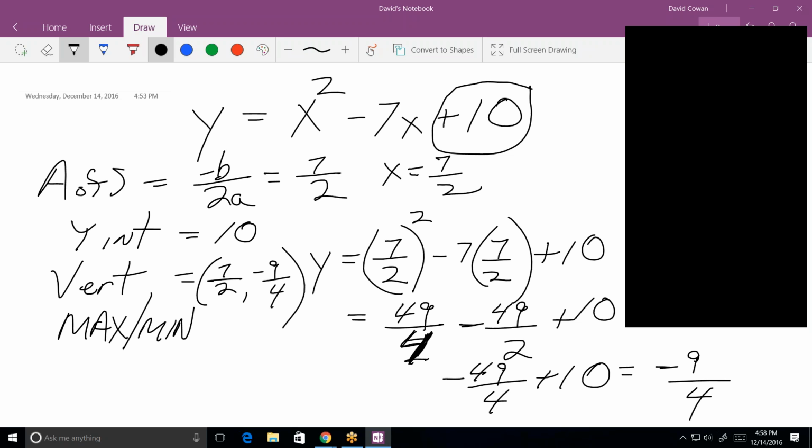How do I know if that's a maximum or a minimum? Picture the parabola. Okay. Does it open up or down? It opens up. So is it a maximum or a minimum? Minimum? Yes. If the parabola opens up, the vertex is always the minimum point on that entire graph. If the parabola opens down, then that vertex is a maximum. Okay. That's how you tell whether it's a maximum or a minimum, as to whether it opens up or down.